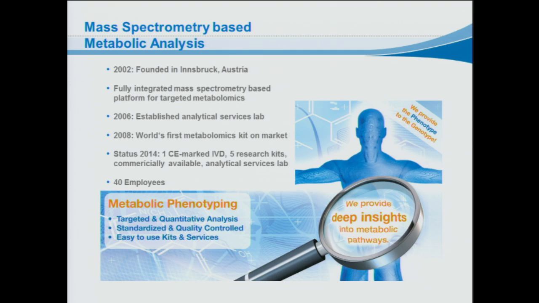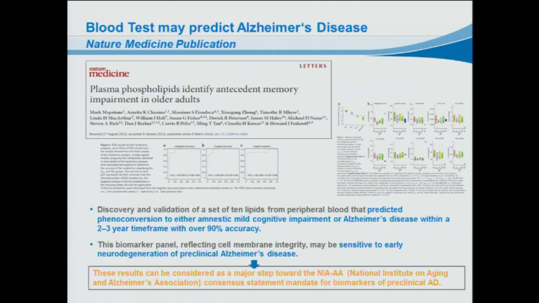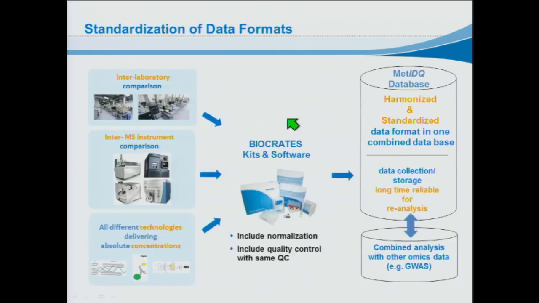Well, we were founded in 2002, and we also provide kits. And what is possible with this combination of software and kits can be seen here in this publication which came out recently in Nature Medicine, where this group was able to find biomarkers to predict Alzheimer. And this was possible because we are addressing some major problems.